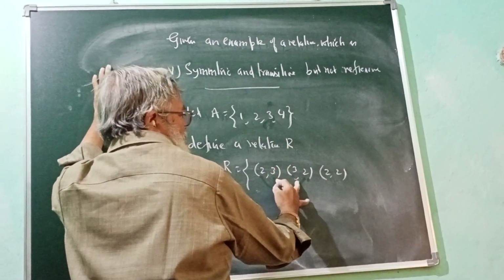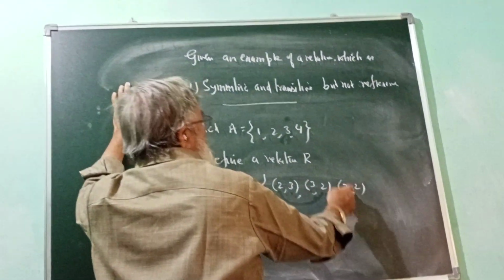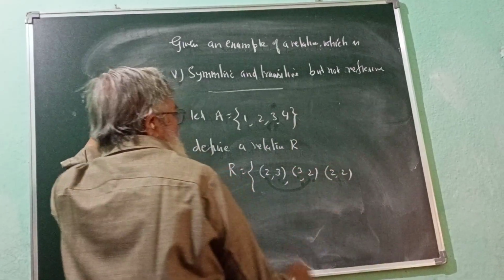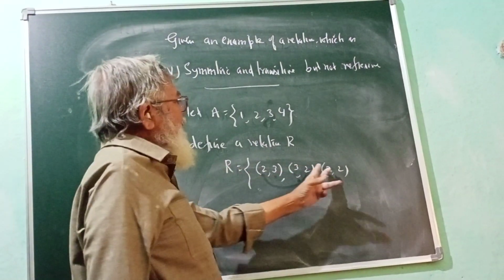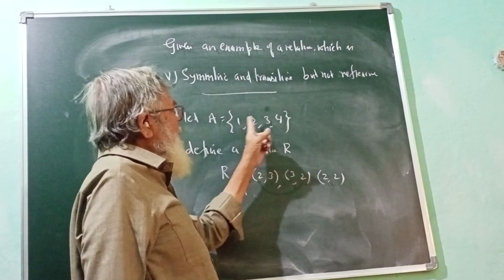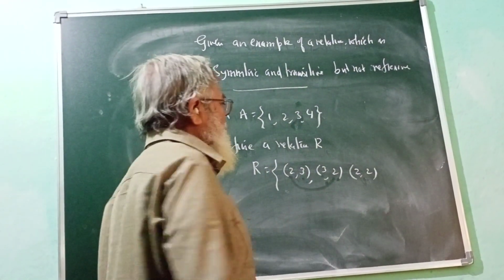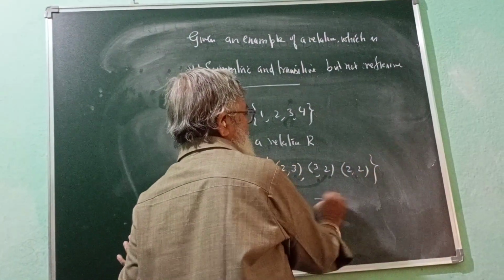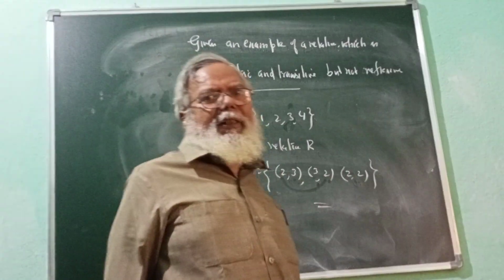It is symmetric because of these two, and because of this it automatically becomes transitive, but not reflexive, because only (2, 2) has its reflection. 1, 3, 4 don't have any reflection. Therefore, this is the relation which satisfies the given condition.